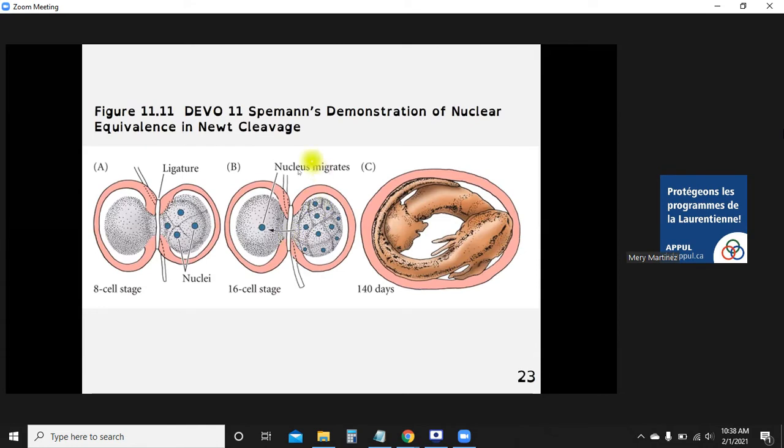In B, what he did is at the stage of 16 cells, a single nucleus escaped to this other end, and the ligature was tightened. And at the end, we have two complete separate individuals. Okay, and this is what happened 14 days over here. Two normal embryos were derived. So even though this one here only had one cell, because it had the same information, it had all the material that was required for the formation of a full, complete individual.